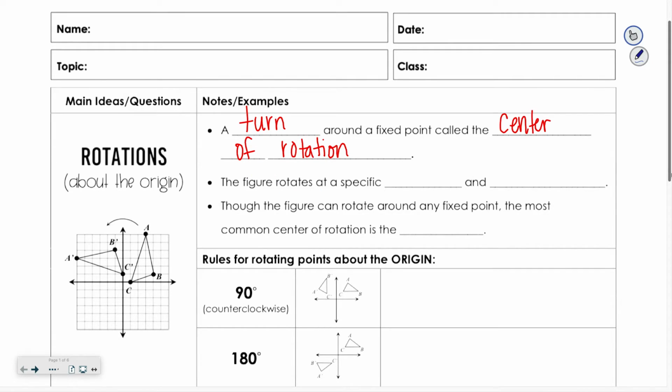A turn around a fixed point called the center of rotation. The figure is going to rotate at a specific angle and direction.